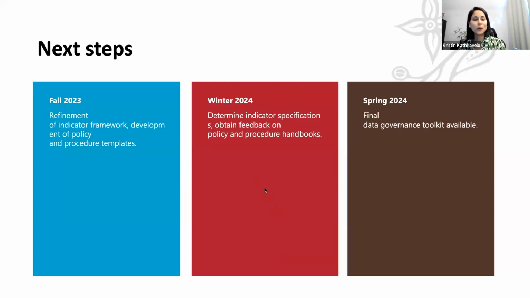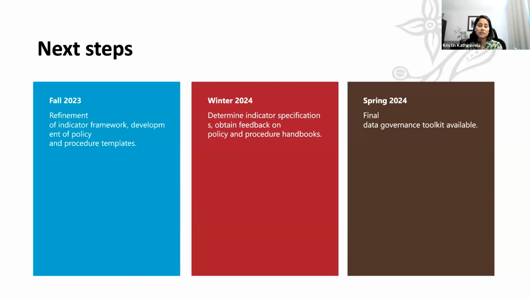So we can close this poll and I'll just take us through our last slide in terms of next steps with respect to the indicator framework specifically. So this fall, I did mention that we're going to be continuing to refine the indicators. We're going to be developing indicator specifications and developing those policy and procedure handbook templates.